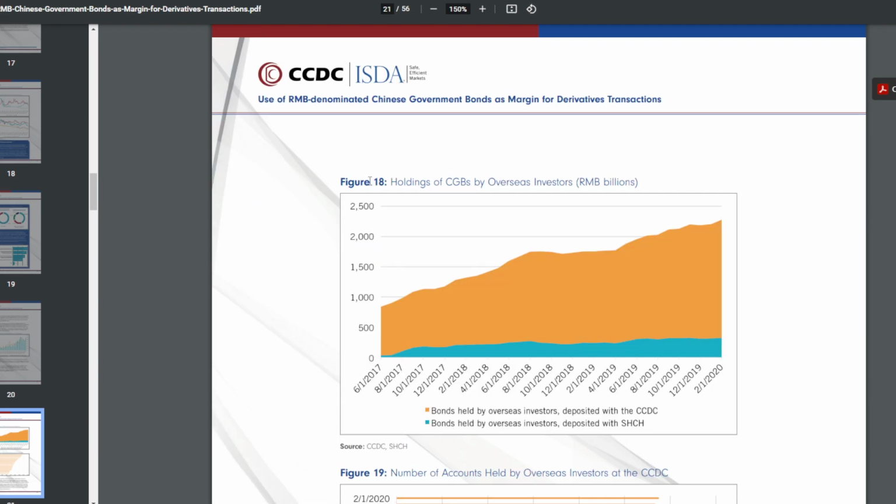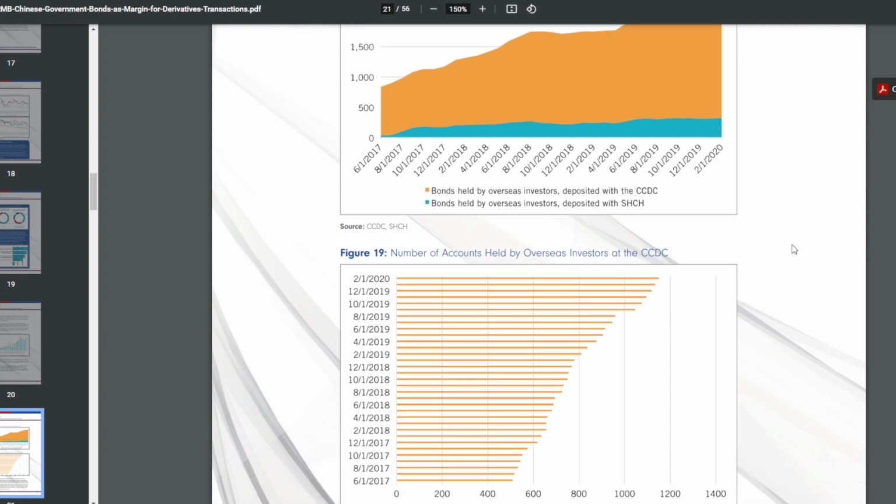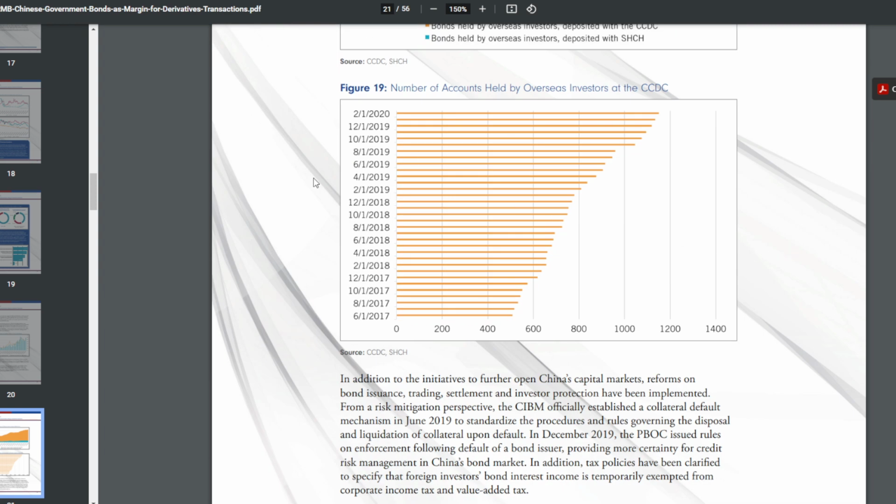And then if you look at holdings of Chinese government bonds by overseas investors, bonds held by overseas investors deposited with the CCDC, which is what we're looking at, the yellow, this orange color. If you look, 2021, again, we're reaching the highest it's been since 2017. Well, why is that happening? Right? And this graph pretty much confirms that as well.